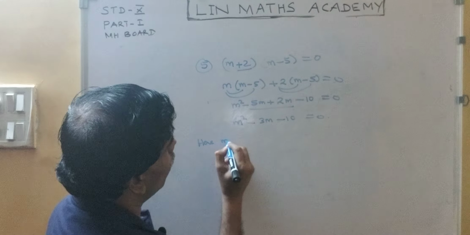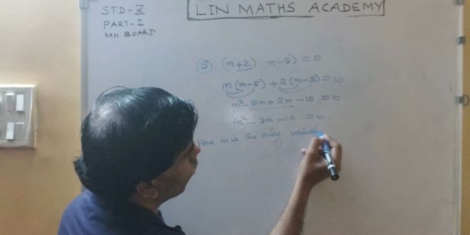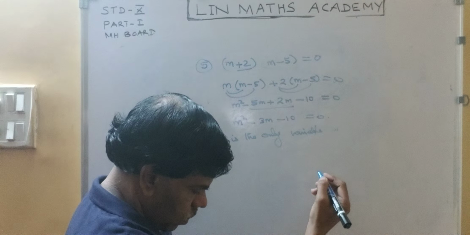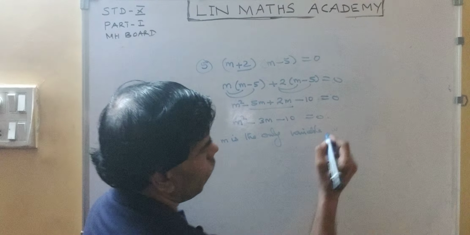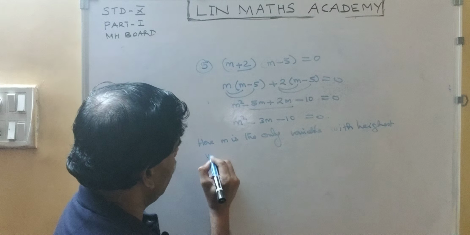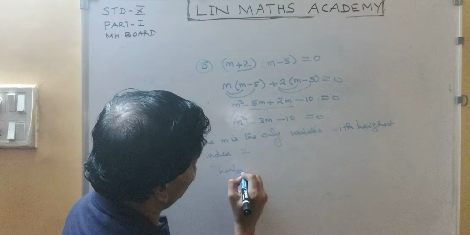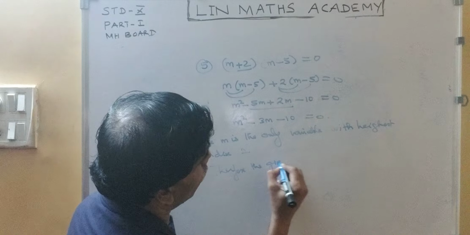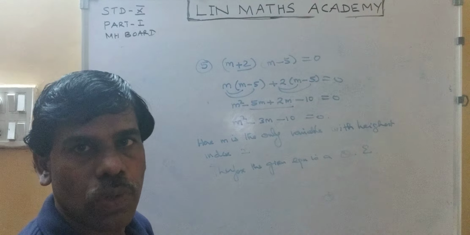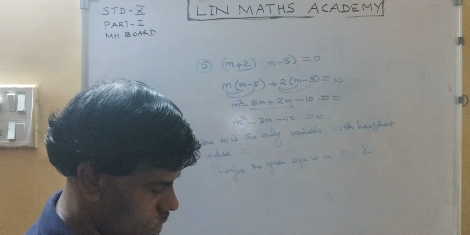So here m is the only variable with highest index 2. Therefore, the given equation is a quadratic equation. Okay. Now we will see the next sum.